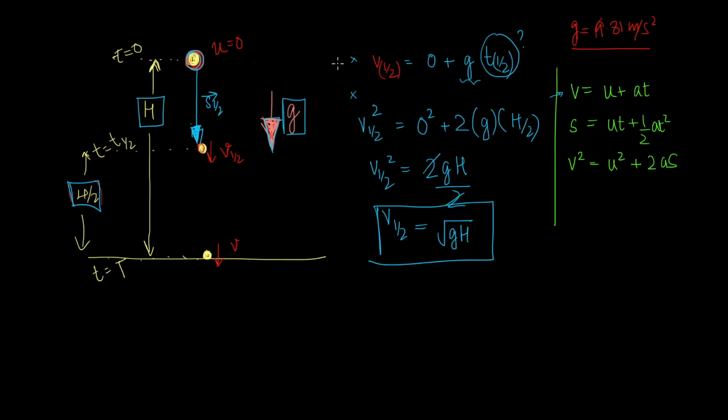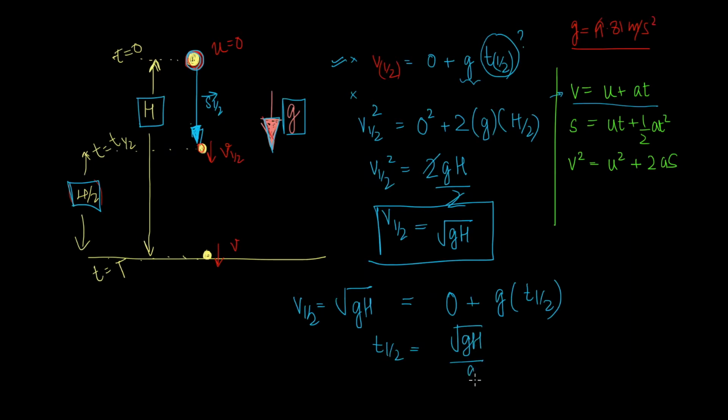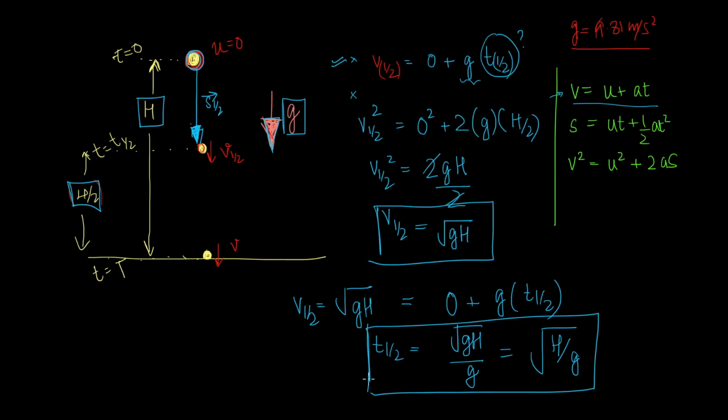Well, we could do that now using the first equation. So we now know that v half equals root gh, and that must be equal to 0 plus g times t half. I've basically used the first equation again. So final velocity equals initial velocity plus g times t. And solving that gives us t half equals root gh divided by g, and that's the same as root of h by g. So this is the time over which the ball falls the height of h by 2. So there you have it. You know the time for half of the motion.